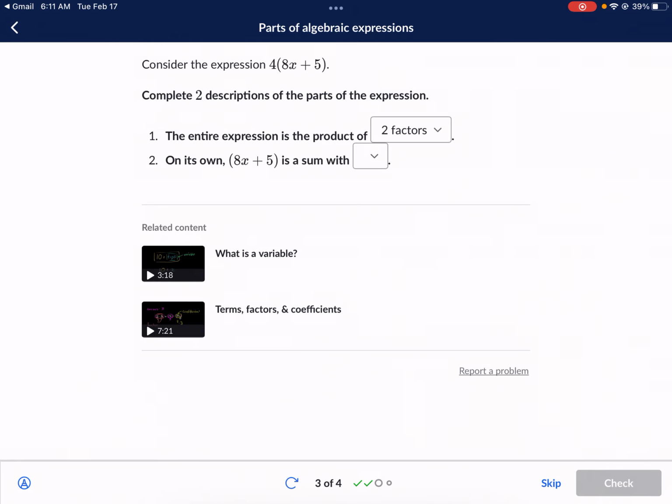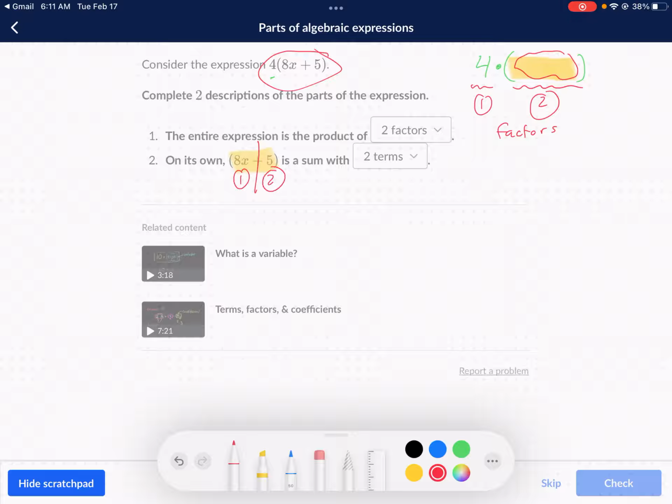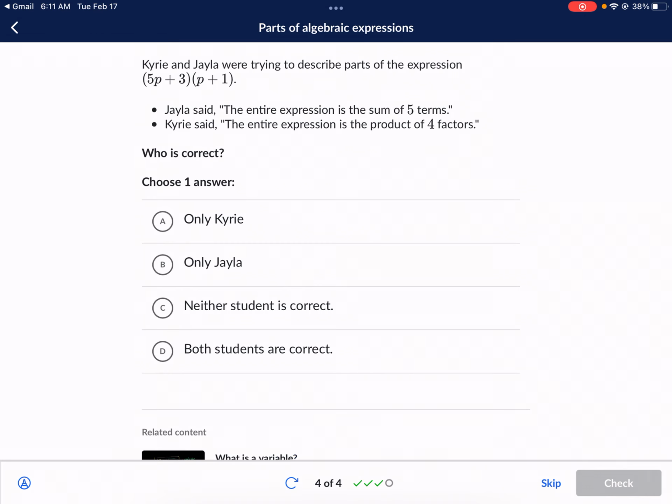So we got 2 factors there, and on its own, 8x plus 5 is a sum with 2 terms. Okay, so on its own, this little term right here, it's 2 terms because, again, you can put the line here and we have 1, 2 terms right there in that expression. So it's kind of confusing that this whole thing is 1 term because of that parentheses, but if you were to separate it out, it's 2 terms. Again, I think the best way to think about it is if you use distributive property, but we're going to go ahead and answer it the way they want us to.